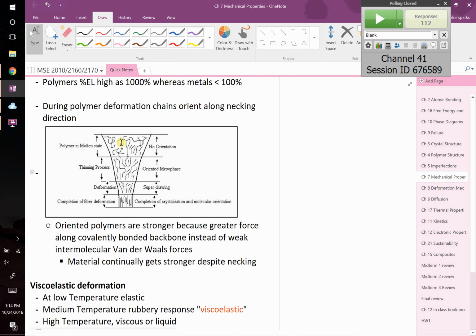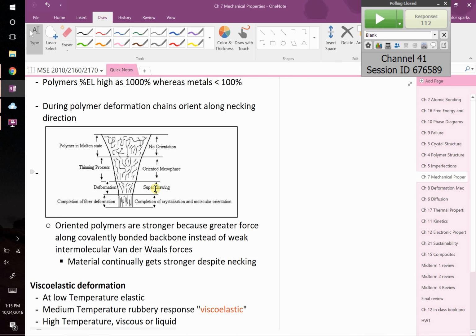But as you start to pull on it, the way that it's able to deform is literally by these chains starting to orient, and then it's going to thin down and get necking going on. And then this is actually called drawing. Drawing is when your polymer chains now start really lining up one against another. And because they can do that, you can get really high amounts of deformation. The reason why it doesn't break is because these are weak bonds. They're just van der Waals bonds.